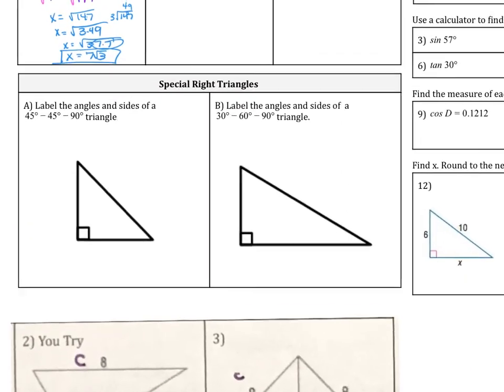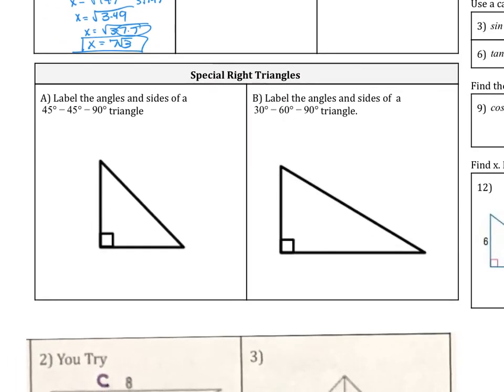Now the last thing I want to look at is to talk about special right triangles. So we're going to label the angles and sides of a 45, 45, 90 degree triangle and a 30, 60, 90 degree triangle. There's some special properties about those. Now if you remember them, then it makes it a lot easier. Whenever you see 45, 45, 90, it makes it a lot faster to solve.